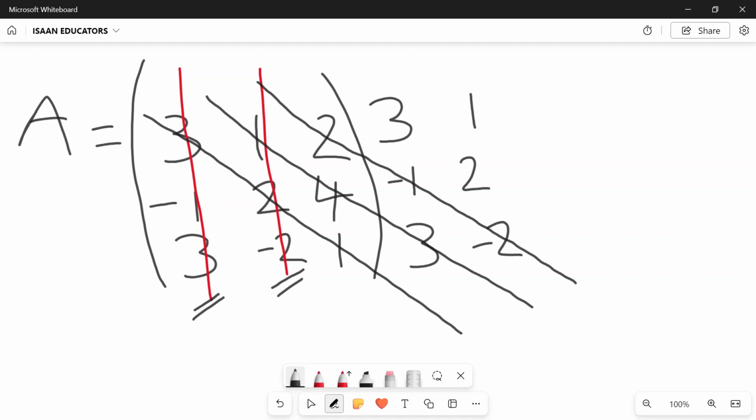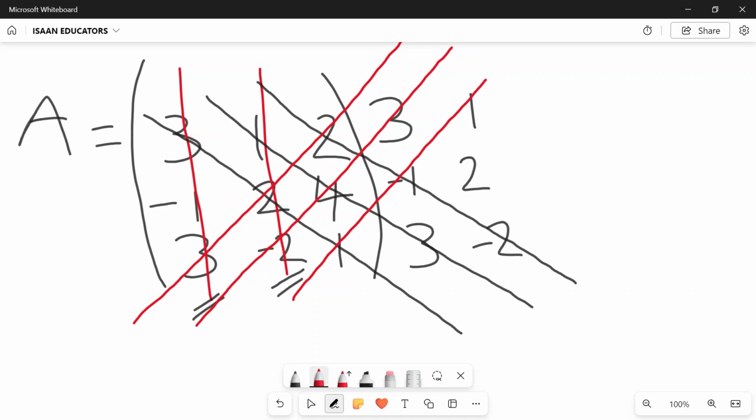You're going to take their product, then subtract it from the product of the elements in the other diagonals. So you're going to identify the other diagonals. I'm going to use a different color here. Our main objective is to identify the elements in the leading diagonals and the elements in the other diagonals, so that you can take their products and then subtract them. The first one is 3, 2, and 2. The second one we take from -2, 4, and 3. And the last one will be 1, -1, then 1.